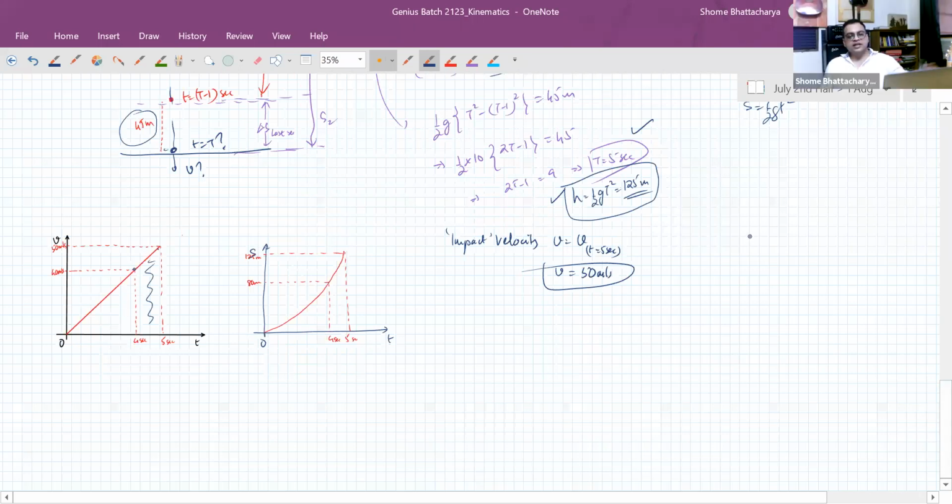So what are our 3 standard equations of free fall starting from rest? That V is equal to GT, S is equal to half GT square, and V square is equal to 2GS, like this. Okay, where S is the downward displacement.